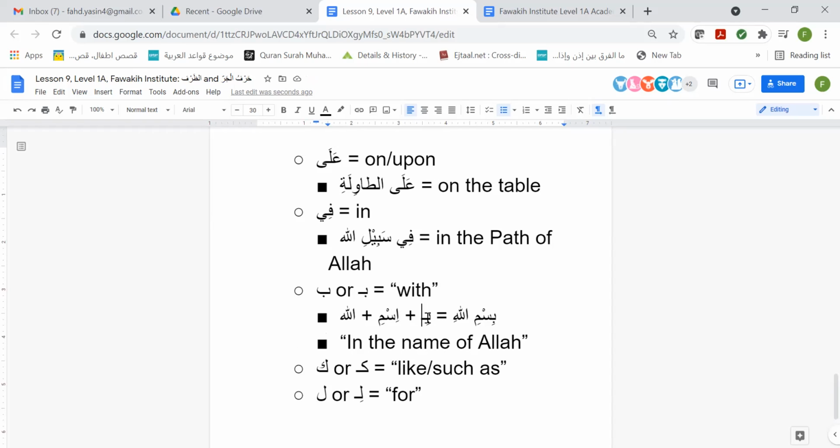But the point is, let's not worry about the translation as much right now. The point is this ba right here is the reason why ism has a kasra at the end. We don't say bismu, we don't say bisma, we say bismi, bismillahi, okay? And if you're wondering why the word Allah has a kasra at the end, it's because lafzul jalala, the word Allah, grammatically speaking, is mudaf ilayh.